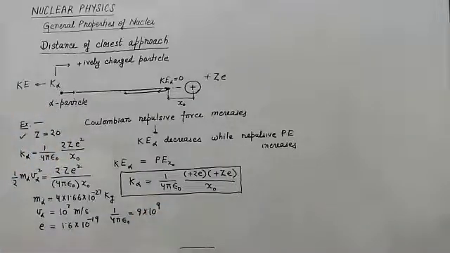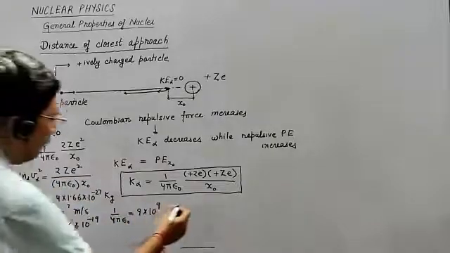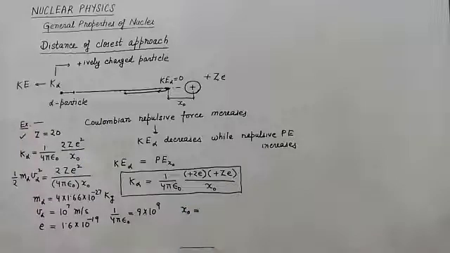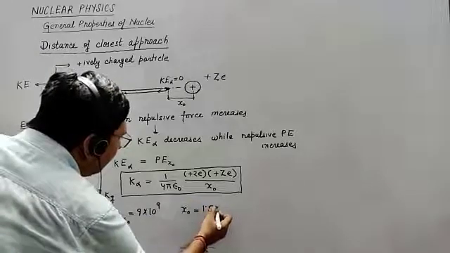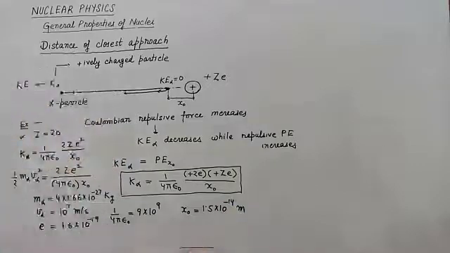Now substitute all these values here. If you substitute all these values here, then you will find that this x naught for this problem comes out to be 1.5 into 10 to the power minus 14 meter. So this is the value.